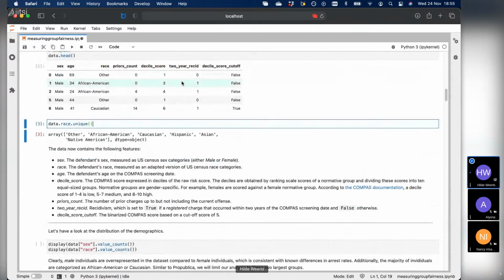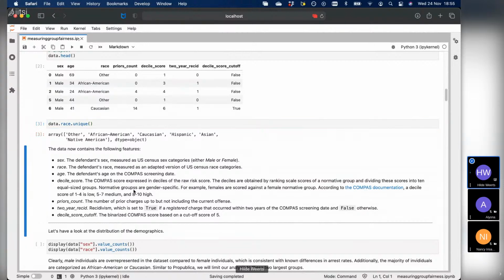We also have decile score, so that's this one over here, and this is the Compass score expressed in deciles of the raw risk score. Here's some more information about how these are collected. I'm not going to dive very deeply into this, but it's good to see that 1 to 4 is considered as low, 5 to 7 as medium, and 8 to 10 as high.